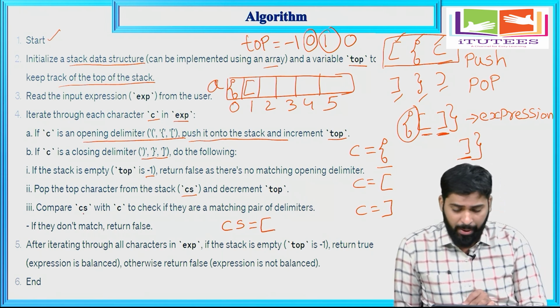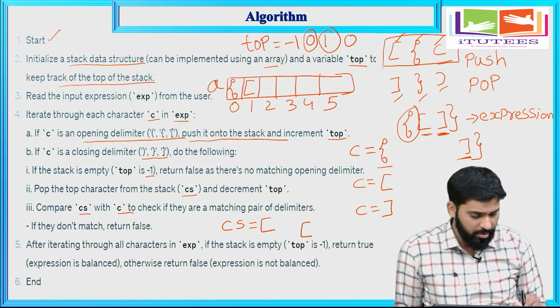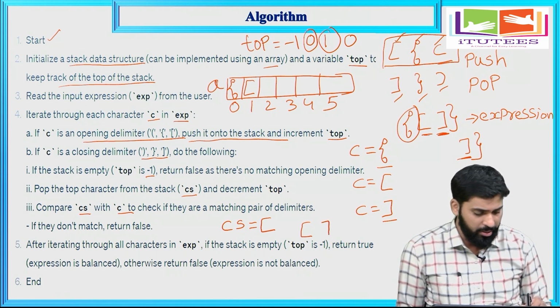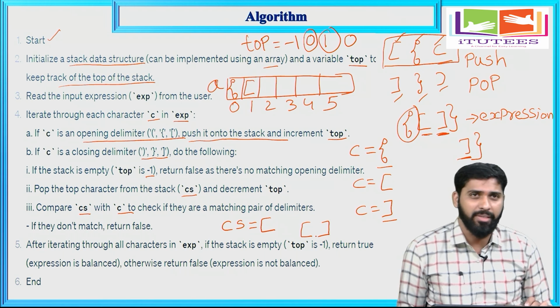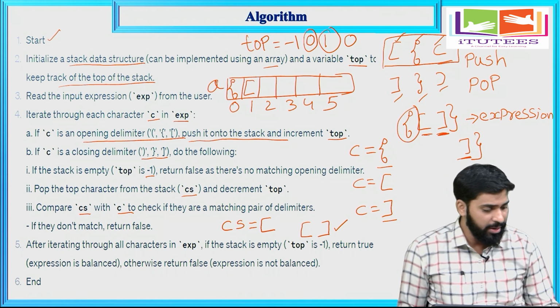Now compare CS with C. What is the CS here? Open square bracket. C is closing square bracket. Yes. So these are balanced. So it is okay. Now again go to the next character.